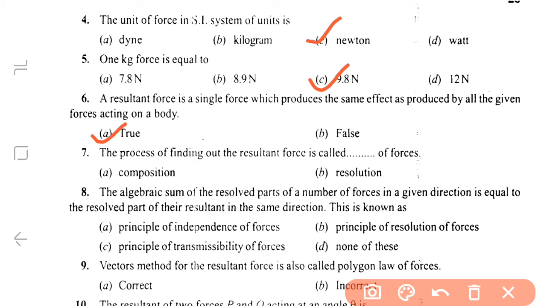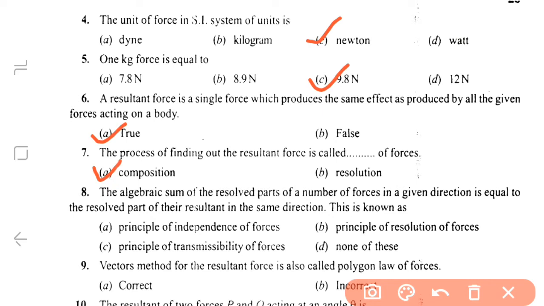Now next is, the process of finding out the resultant force is called dash of forces. Here options are composition or resolution. Here option A is the correct option for this question, that is composition.